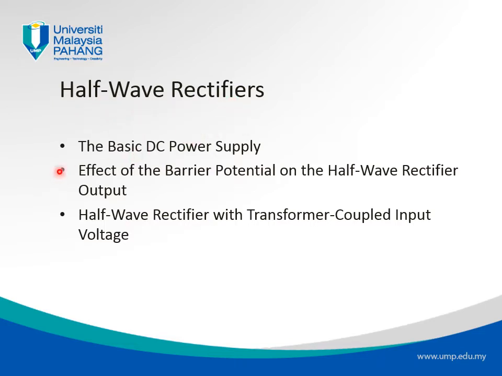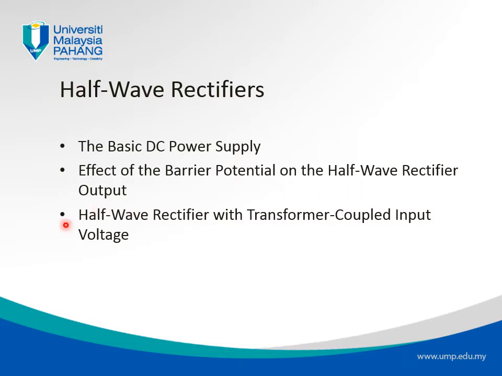And then after looking at the basic principle of a DC power supply, we'll look into the consequence of using a diode in this power supply. For example, we have to take into account the barrier potential, or the bias voltage. What's the effect on the output of the half-wave rectifier?